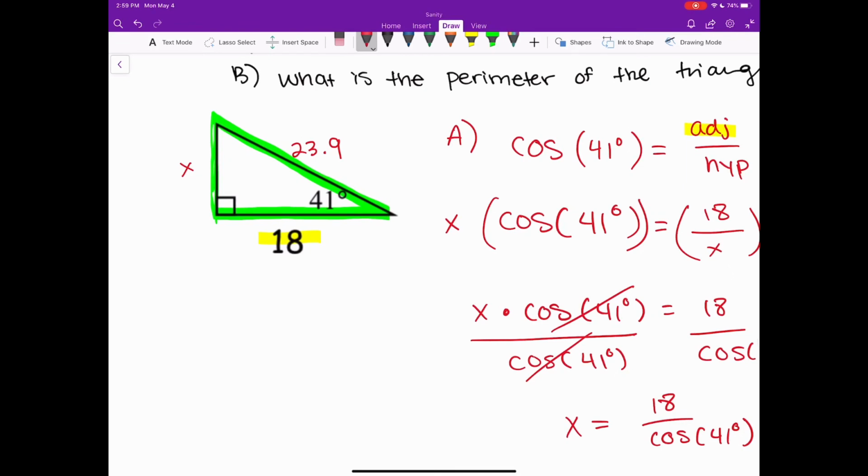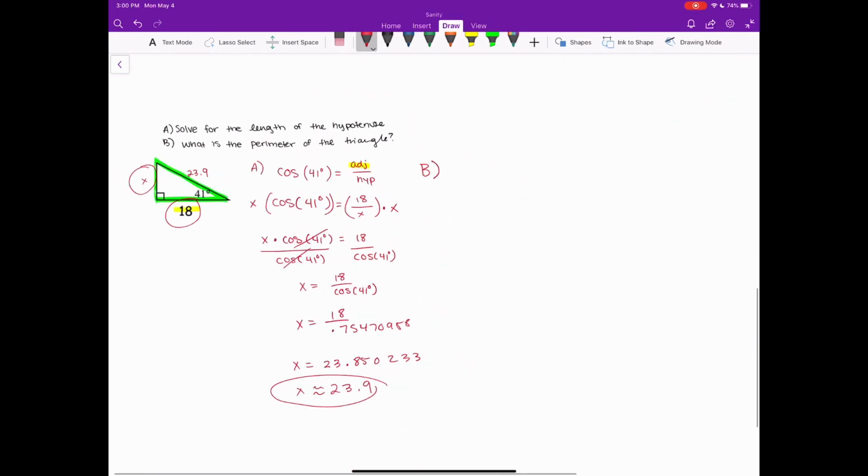Well, this thing is a right triangle. What could we use on right triangles? The Pythagorean theorem. So set up a squared plus b squared equals c squared. Here are the legs of my right triangle, so I know that x squared plus 18 squared has to be equal to my hypotenuse squared, 23.9 squared. And now it's just solving for x, because that's my last side length that I need to know.